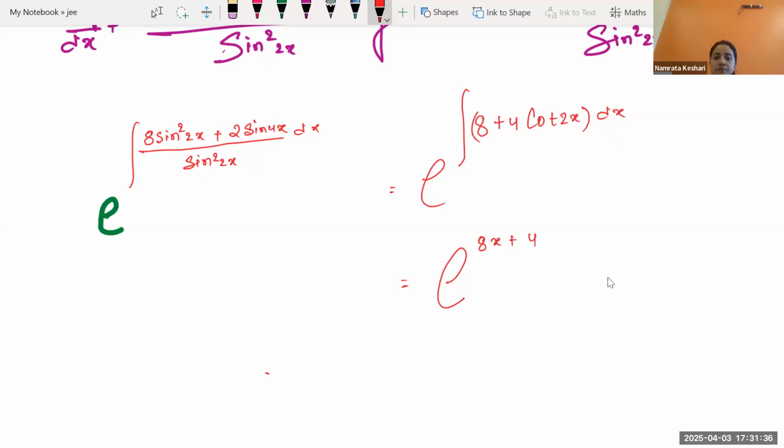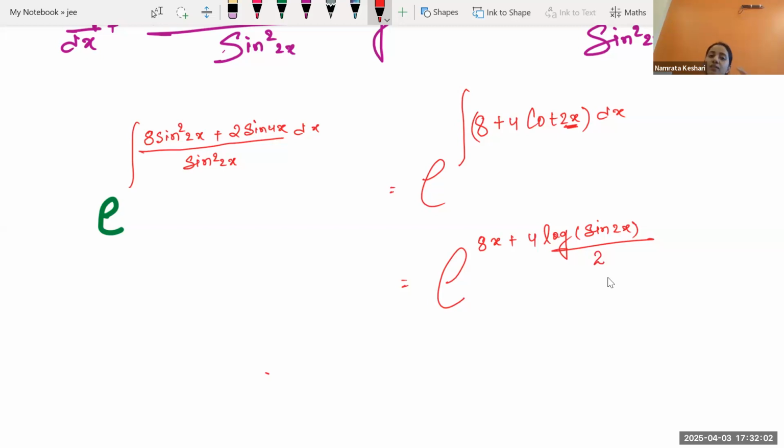Log sin x. Yes, log of sine x. Since we don't have x over here, we have 2x. So while doing the integration, we can take the derivative of 2x in the denominator. Do you know that? We can take the derivative of 2x in the denominator while doing integration.